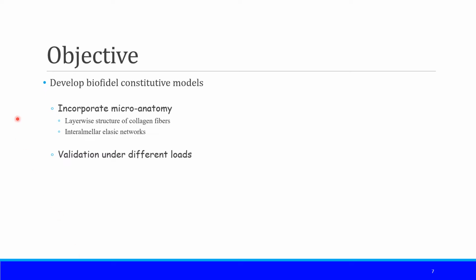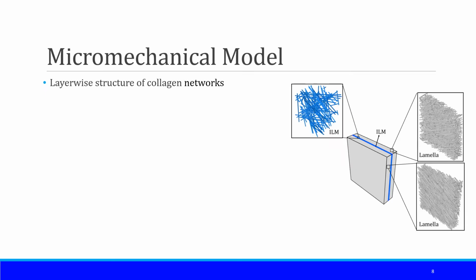So the objective of our study is to develop anatomically accurate constitutive models of annulus fibrosus by incorporating layer-wise structure of annulus fibrosus and by incorporating interlaminar matrix. And finally, we want to validate and evaluate the performance of these models under different tissue level tests like uniaxial and biaxial tests. Initially, we developed a micromechanical model.